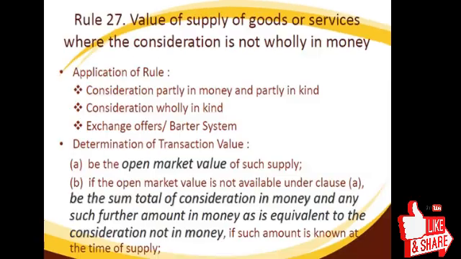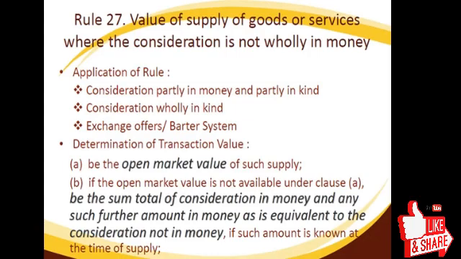Now, when does this rule become applicable? This rule becomes applicable when the conditions of section 15 are not being fulfilled, that is, value of supply of goods or services when the consideration is not wholly in money. Now remember one thing, I am focusing on 5 points in rule number 27, and all these 5 points are to be considered in sequence itself.